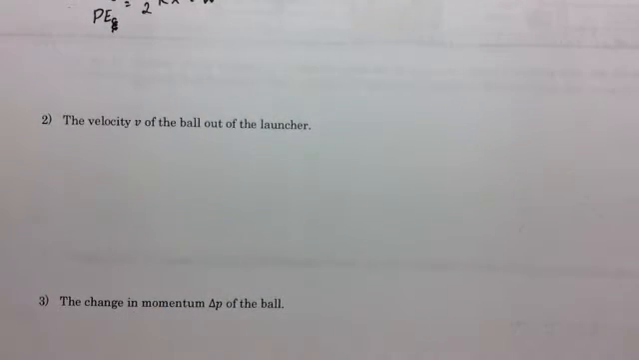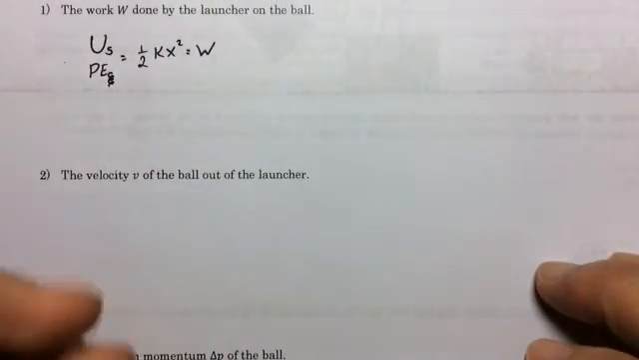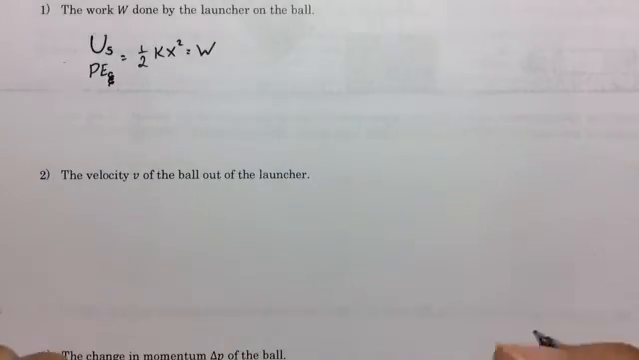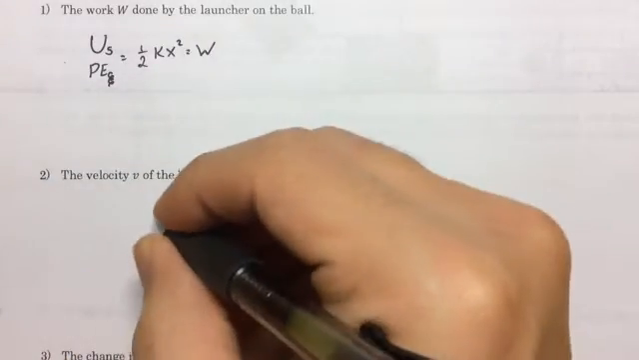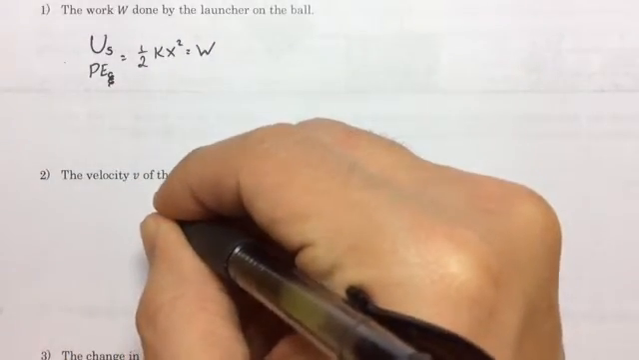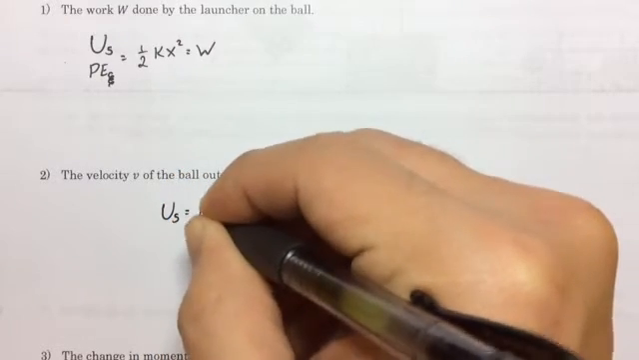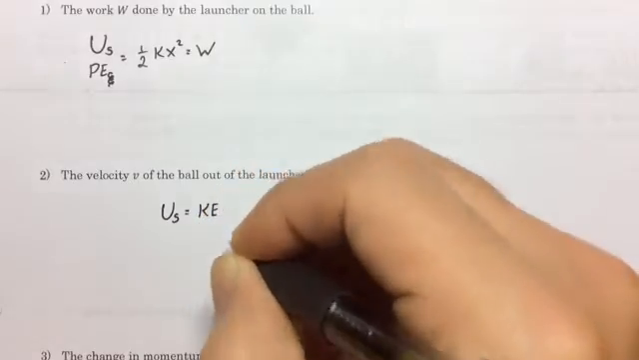Part 2 says the velocity v of the ball out of the launcher. Now let's go back and think about energy again. Where did we get our energy from? It came from the potential energy of our spring. And where did it go to? It went into the ball. And what kind of energy is that? That's going to be energy of motion, or kinetic energy. So we start off with the potential energy of the spring, and we're giving that straight to the kinetic energy of the ball.